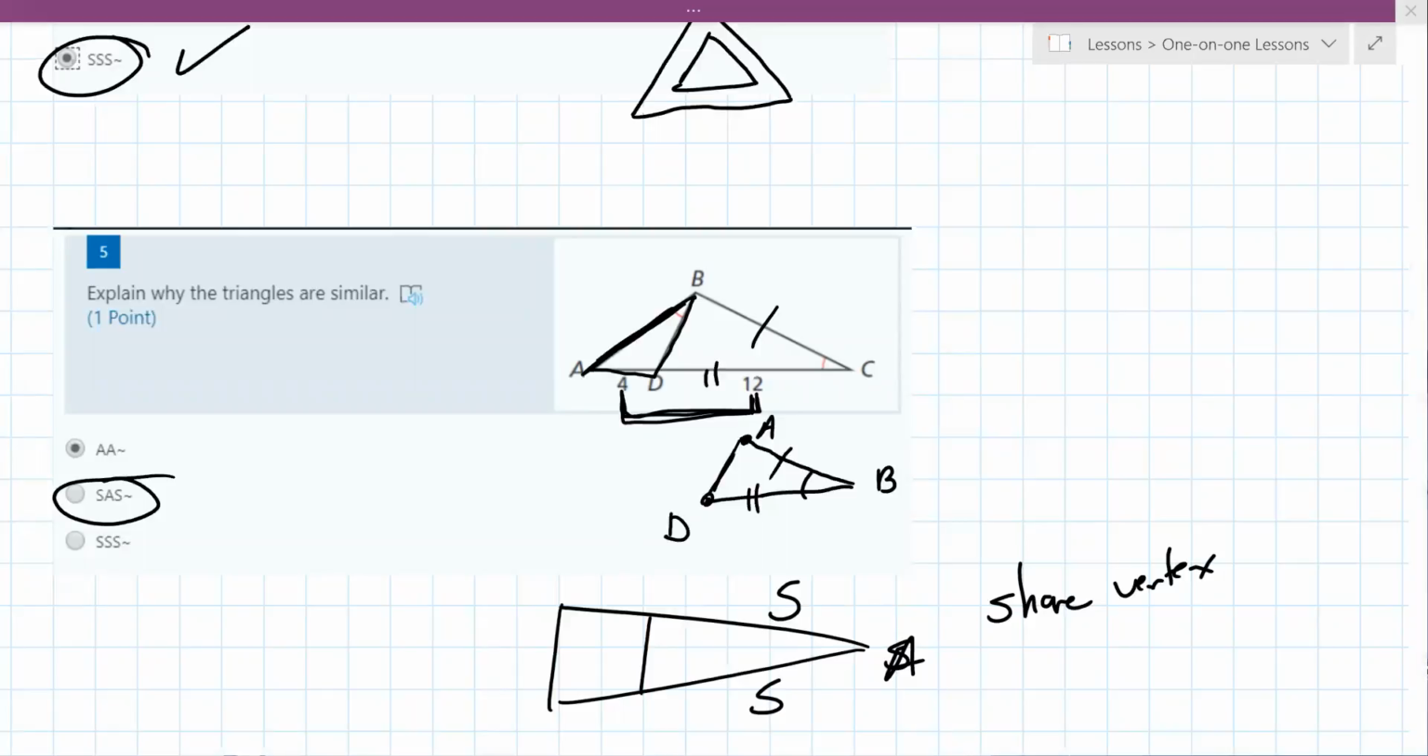I got it. So 6 is to find the length of AB? Yeah.